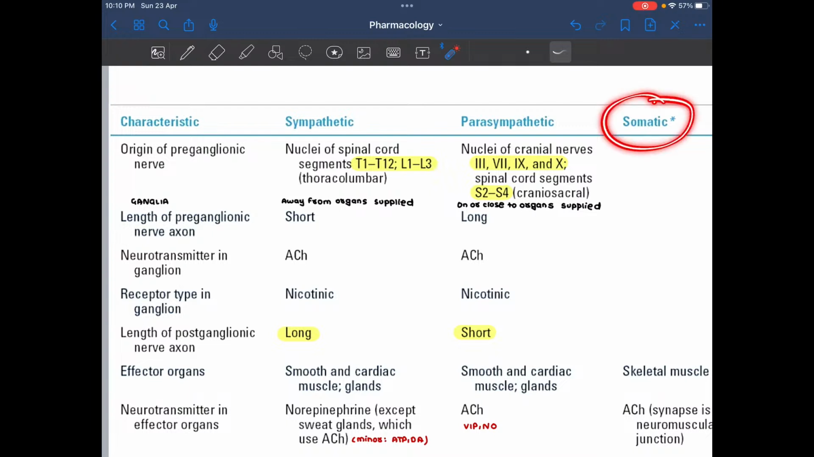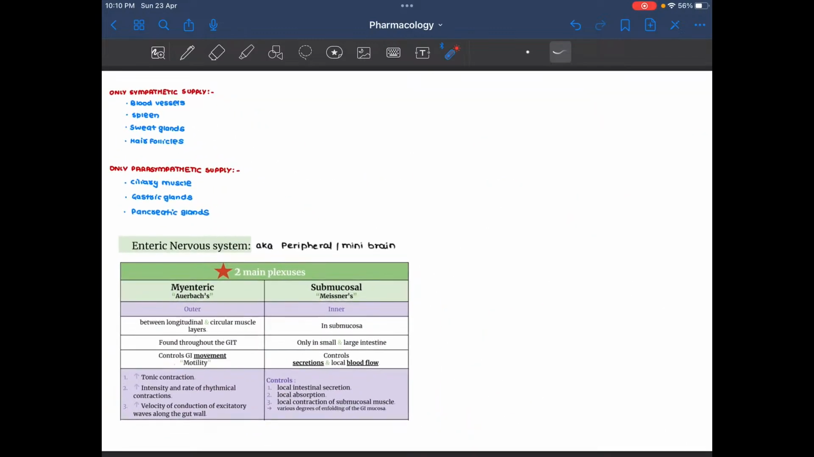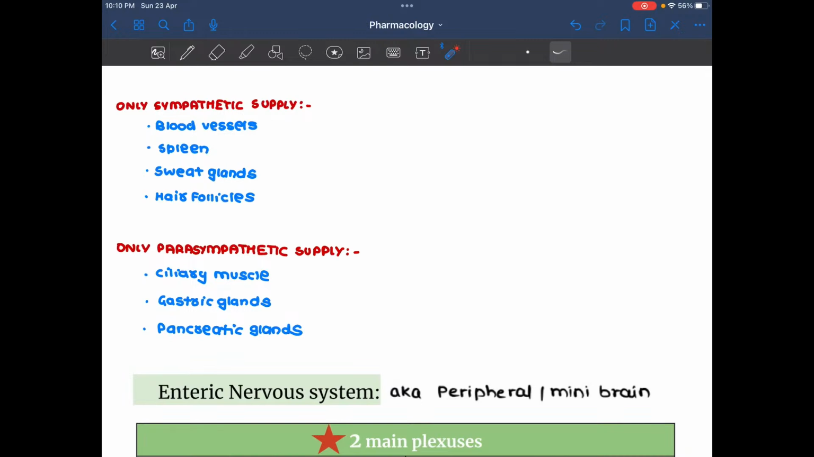And what about the somatic ones? They're mainly supplying the skeletal muscles. And what is the neurotransmitter being released? That's acetylcholine. And what is the receptor? The receptor mainly will be N1, that is NM type of nicotinic receptor. Okay. All right.